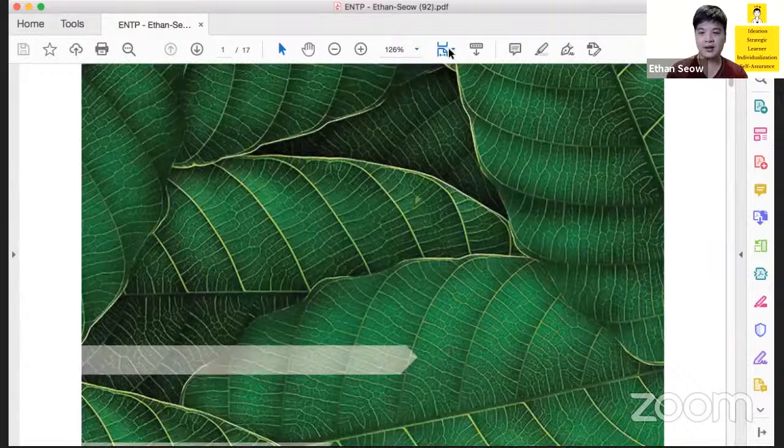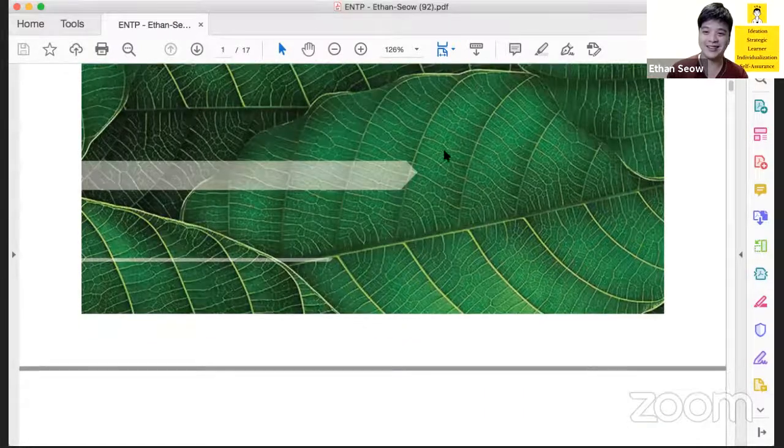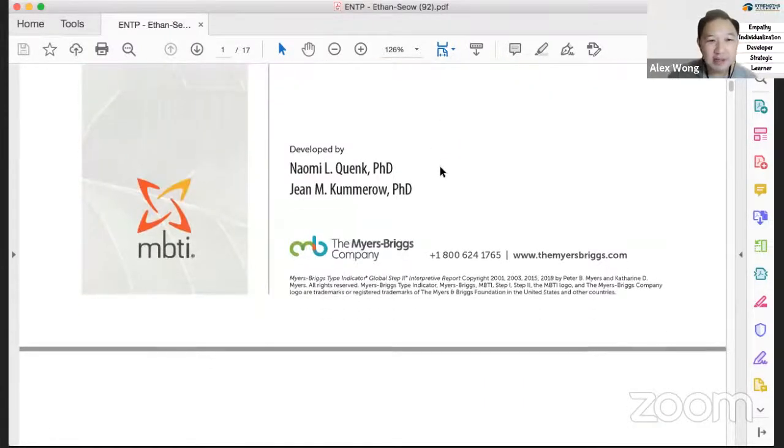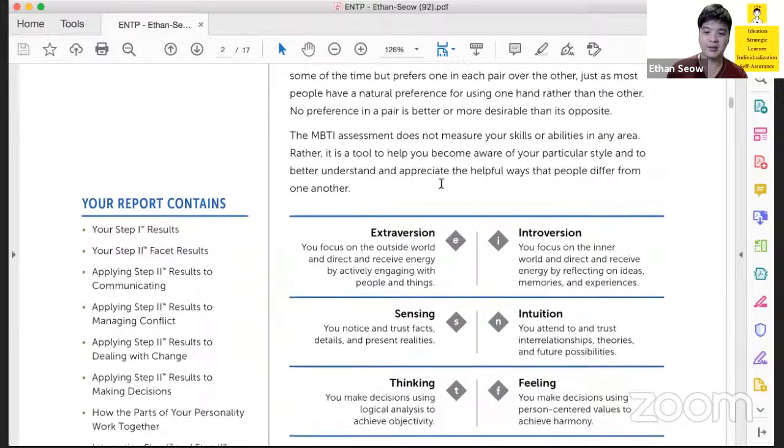Okay, I think this is because it's a very big file. My Acrobat Reader is hanging. It's not showing? I mean, I'm seeing it, but I don't see your report. Okay, do you see this part?